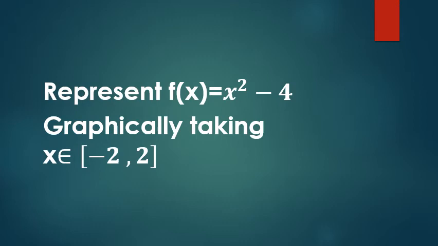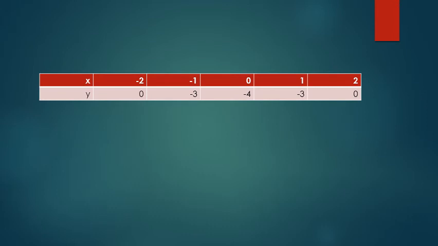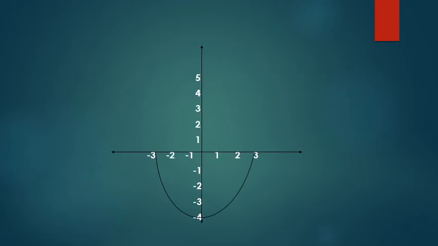We must take the interval from -2 to 2. And also here we can make a table and put the values from the interval -2 to 2. Then -2, -1, 0, 1, and 2. And we can find f of -2, it will be 0. F of -1, it will be -3. F of 0, it will be -4. And f of 1, it will be -3. And f of 2 finally equals 0. We can represent it in the graph. It will be a curve.